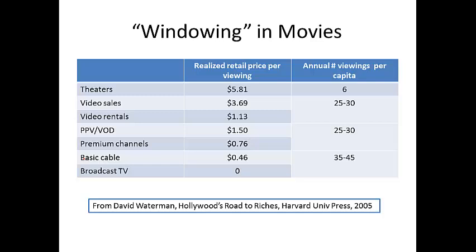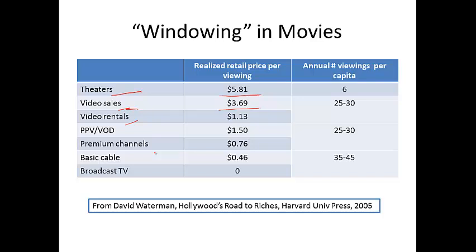In the mid-2000s, if you calculated the realized retail price per viewing across these different ways to see a movie, you found the following. Seeing a movie in a theater cost about $5.81 per viewing. Seeing a movie via a purchased video was about $3.69 per viewing. Seeing it via video rental was about $1.13 per viewing. Pay-per-view or video on demand, about $1.50 per viewing. Watching a movie on a premium channel like HBO came down to about 76 cents per viewing.